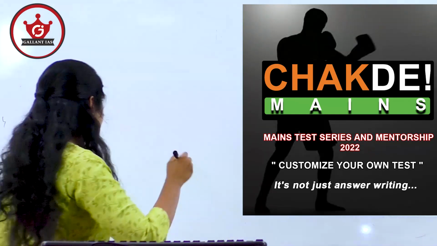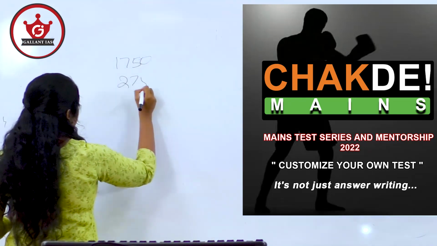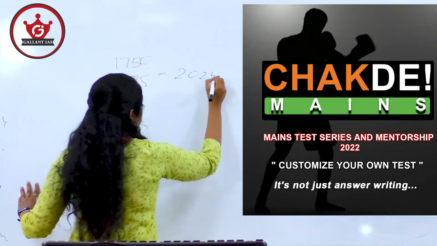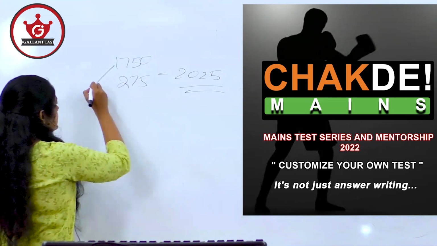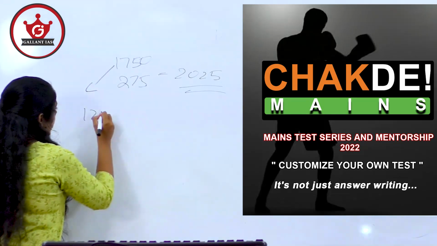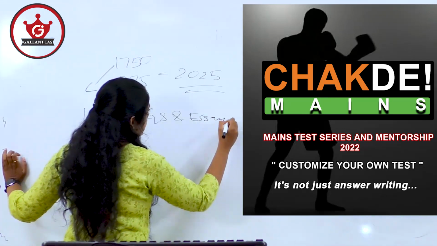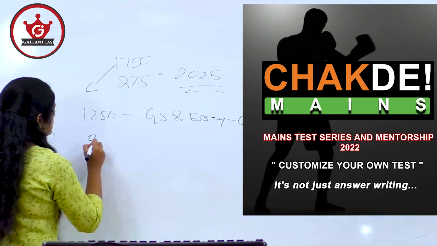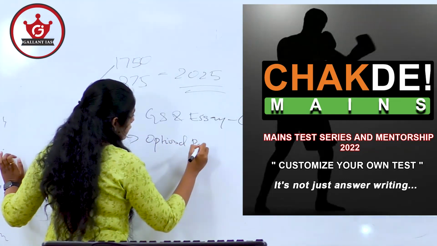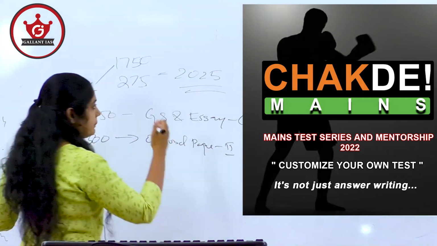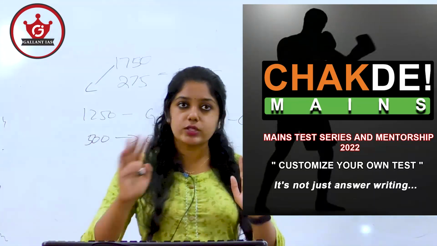So what about the mains score? It is actually 1750, and you have the interview for 275, so a total of 2025 will be your final score. If you consider this 1750 marks, 1250 comes from your GS and essay, five papers, and 500 marks is all about your optional paper. In this session, I will not be discussing anything regarding the optional and the mains interview part. I will be discussing only the mains strategy, exclusively.